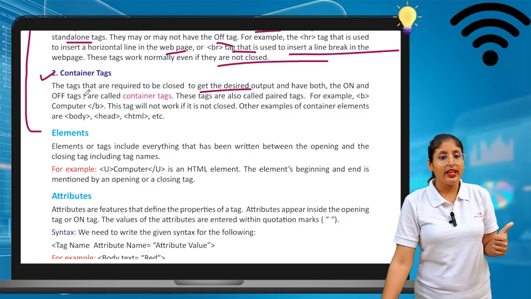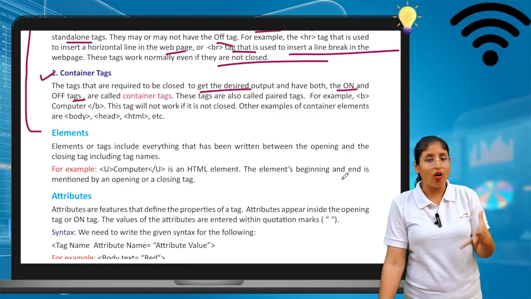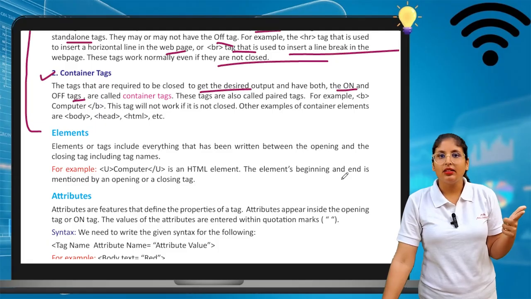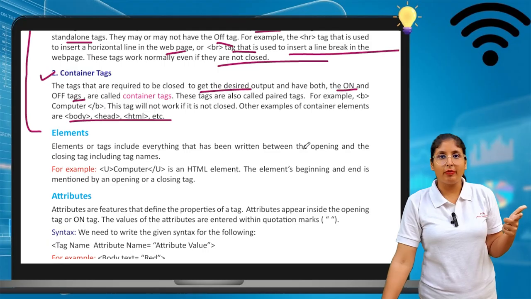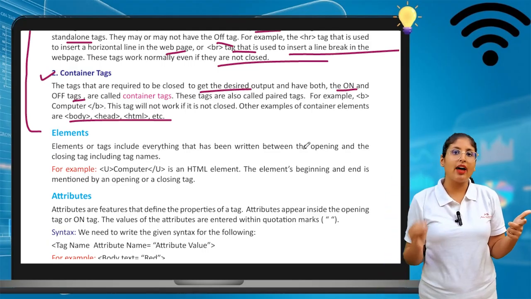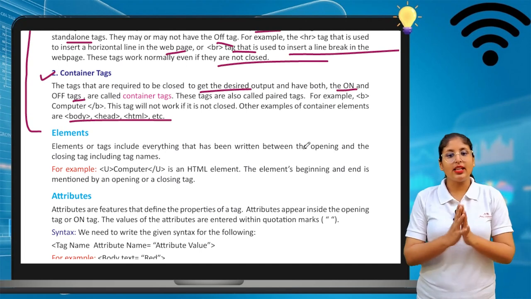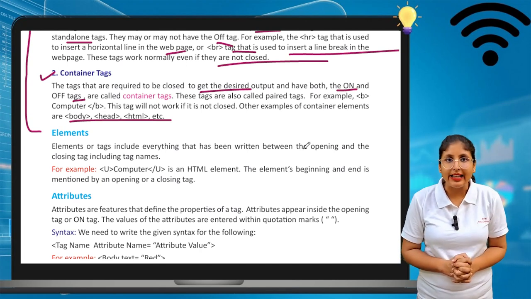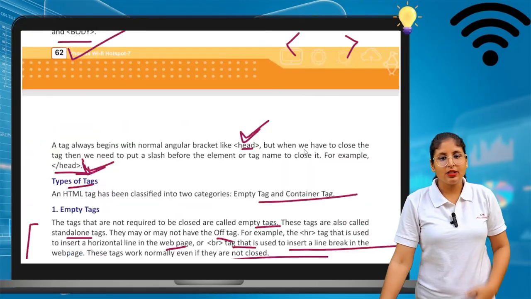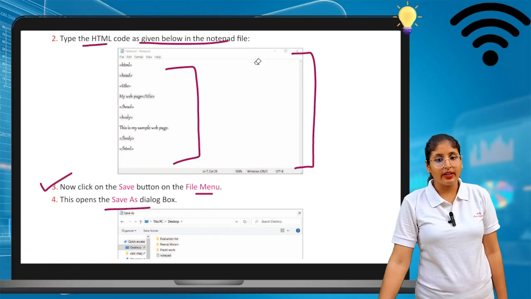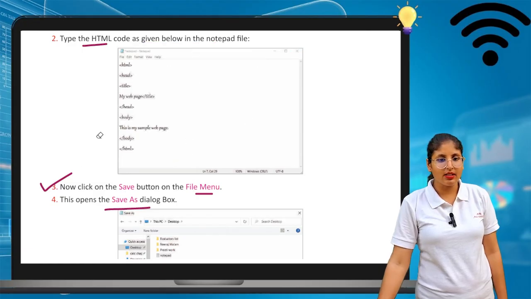See, these tags have on and off, both tags are there, like body and head. These tags are in the form of on and off, which means they have the starting tag and the closing tag also. These are called container tags. They are also called pair tags because they come in a pair. I am hoping this page is clear.